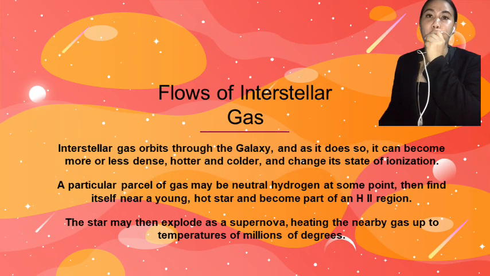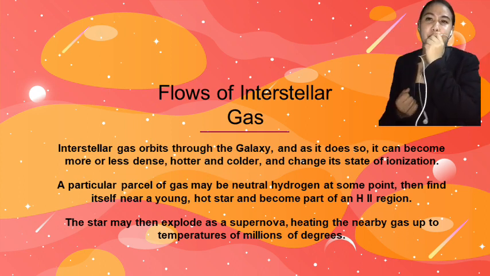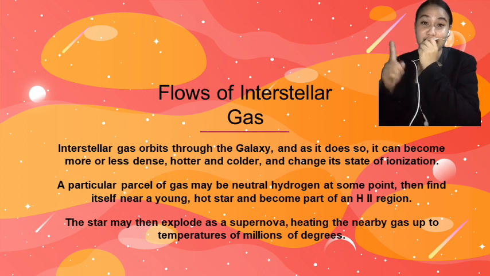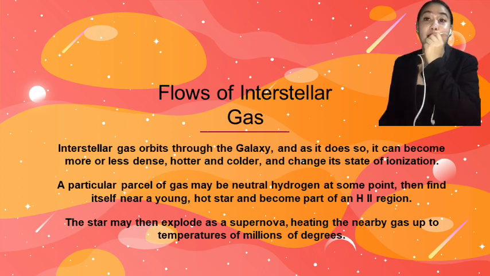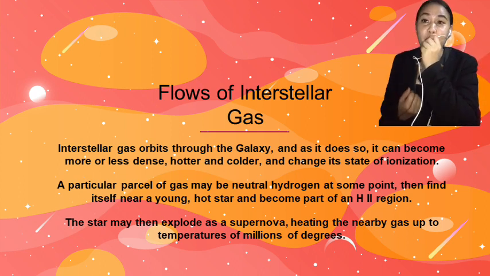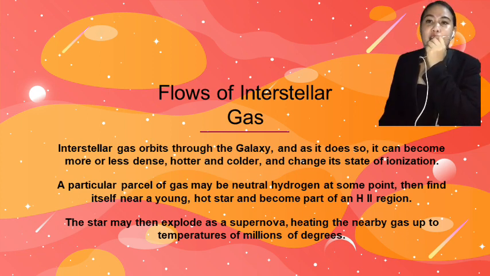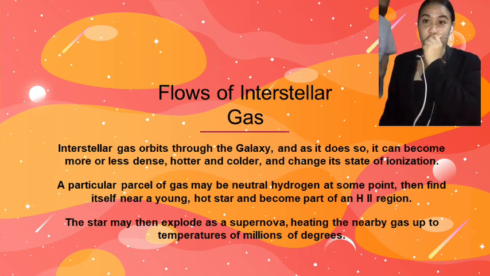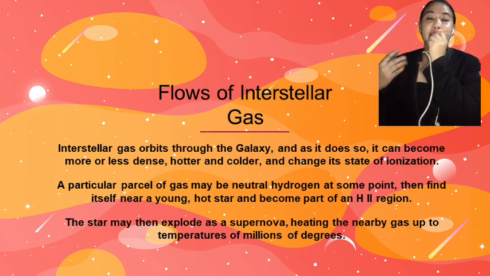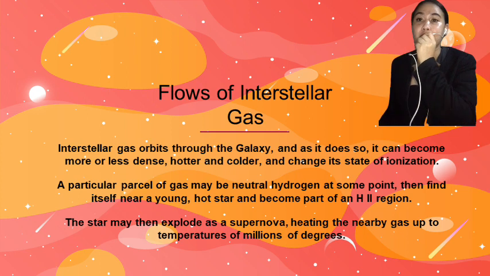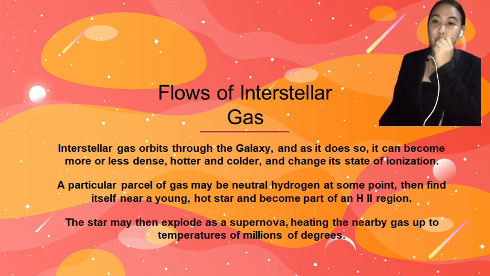Now, we will proceed to the flows of interstellar gas. The most important thing to understand about the interstellar medium is that it is not static. Remember that, because interstellar gas orbits through the galaxy, and as it does so, it can become more or less dense, or hotter and colder, and change its state of ionization. A particular parcel of gas may be neutral hydrogen at some point, then find itself near a young hot star and become part of an H II region.